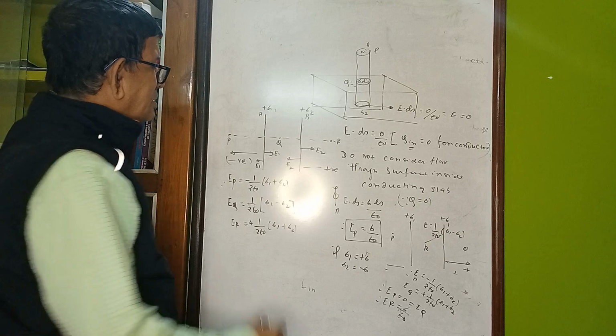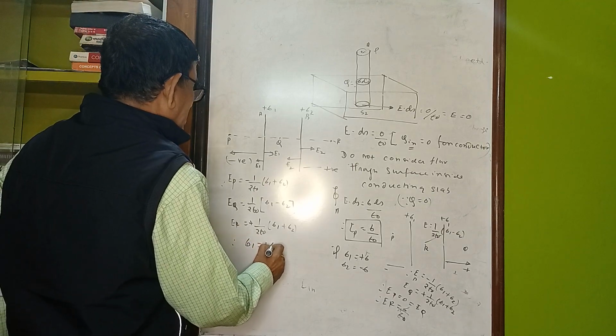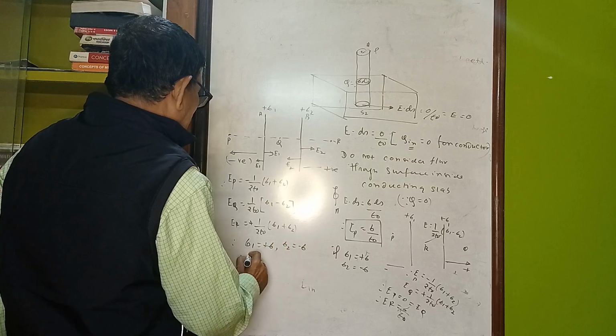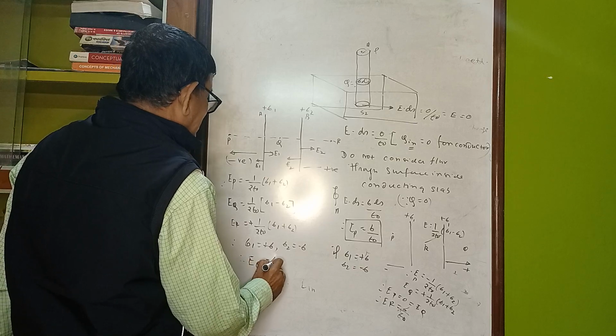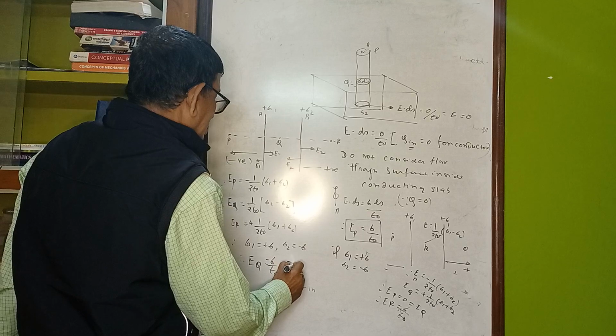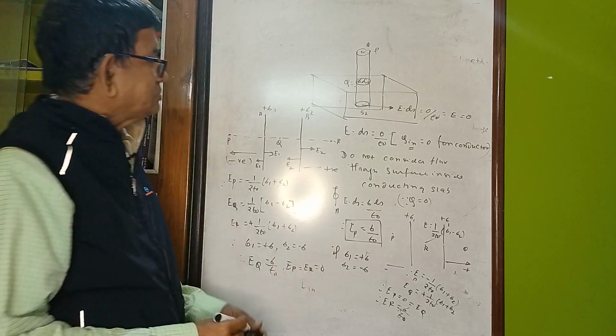After that, if sigma 1 equals plus sigma and sigma 2 equals minus sigma, then EQ equals sigma by epsilon naught, the other one is 0, and EP and ER equal 0.